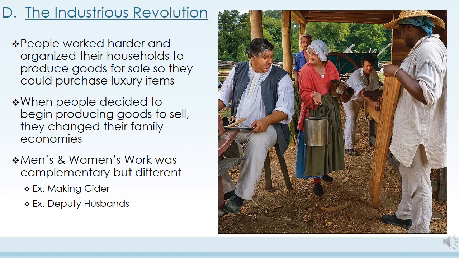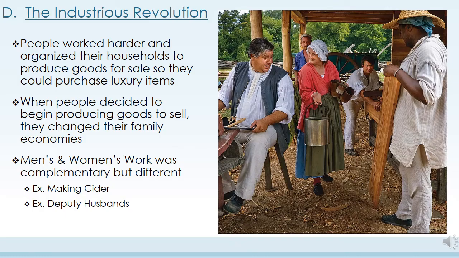So, for example, when it came time to make cider, the men would be the ones who would plant the apple trees, and then the children would pick those apples, and the women would make them into cider. The whole family worked together. Another good example of this would be the role of women as a deputy husband. When the father or the husband must step away from his responsibilities, the woman continues her own tasks and takes on his as well.